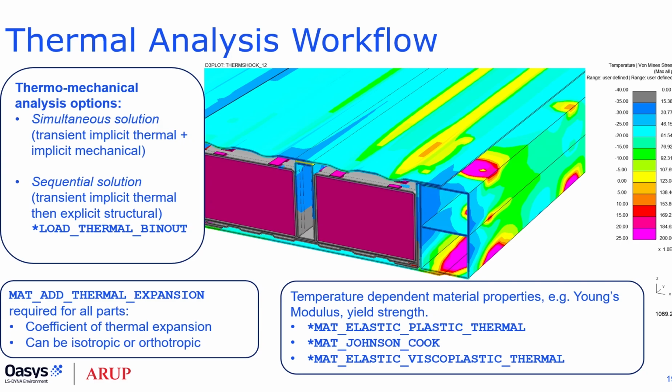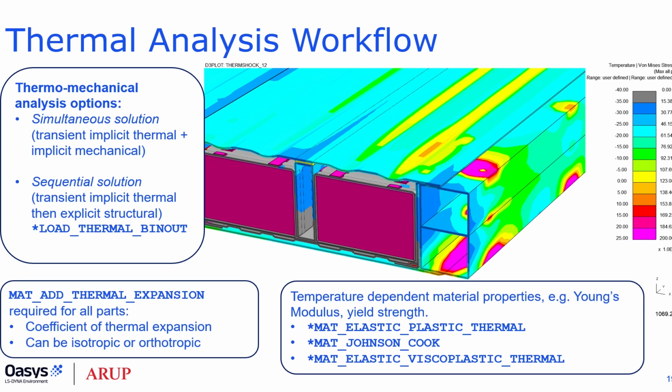The second method is to solve the thermal problem first and then pass the temperature time histories to the explicit solver. This can be done with the *LOAD_THERMAL_BINOUT keyword, where the temperatures from the thermal calculation are written to a binary file. The explicit structural run then applies the temperatures from the file during the structural run. You can scale the time values to suit the explicit time integration to avoid long run times. This approach might be useful if the mechanical model struggles to converge with the implicit solver.